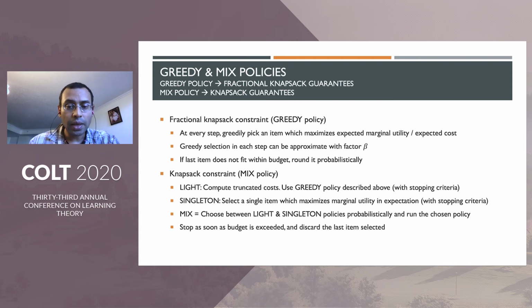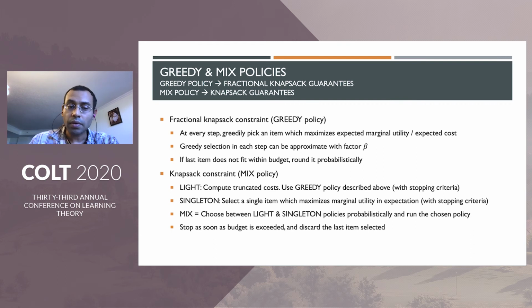And basically, we keep doing this. If we come to a stage where we are about to exceed the knapsack capacity in expectation, then we just round the last item probabilistically. We toss a coin, and if it turns out heads, we pick it, and if it turns out tails, we drop it, and we set this bias so that in expectation, our cost equals the knapsack capacity. Randomized rounding. That's the greedy policy, and it works for the fractional stochastic knapsack setting.